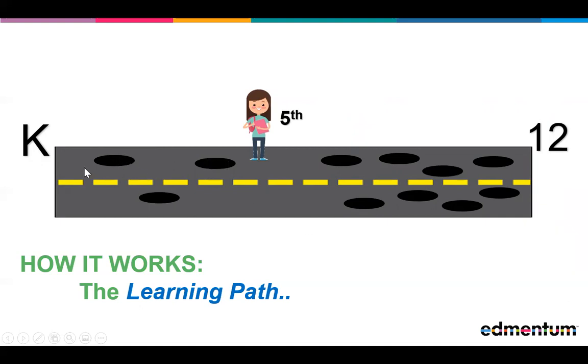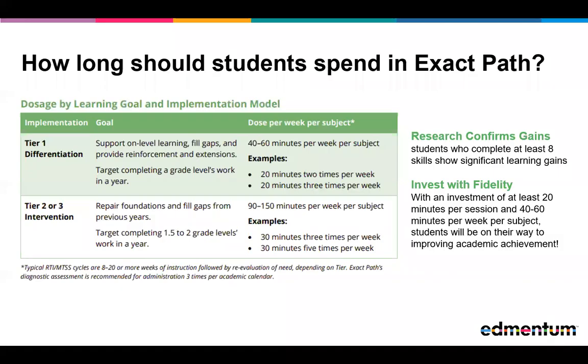The student's learning path will begin at that lowest entry point, so maybe a skill back in third grade. As the student works through this gap and masters that particular skill, they will move on to their next gap. Because of this, you may see students working below their current grade level or above their current grade level. Exact Path is a research-based program. Our research recommends that students spend a minimum of 40 to 60 minutes per week per subject working in their learning path.